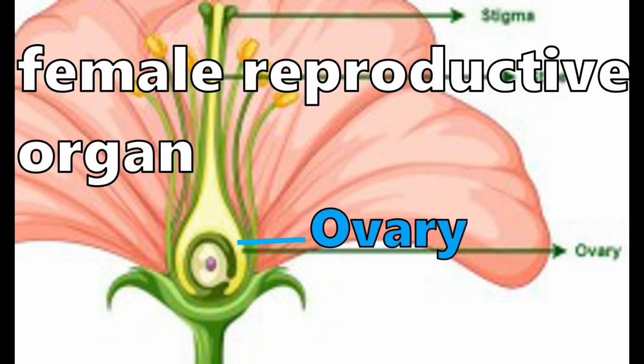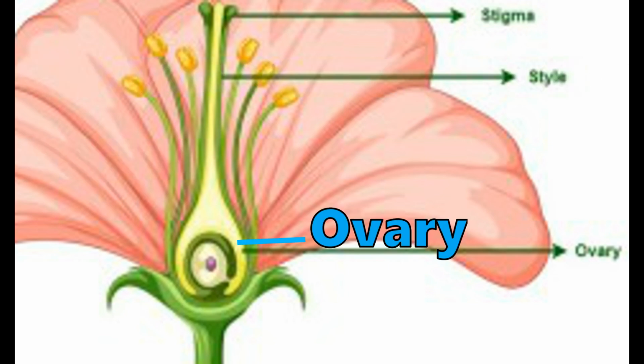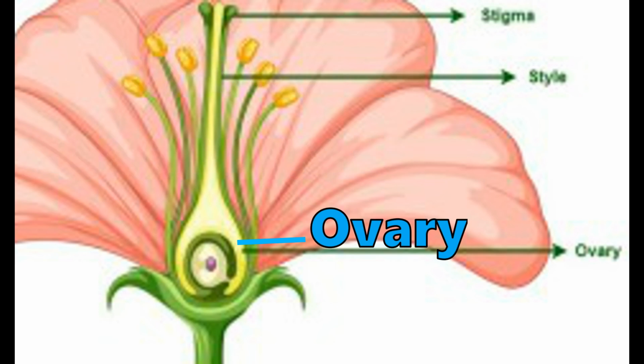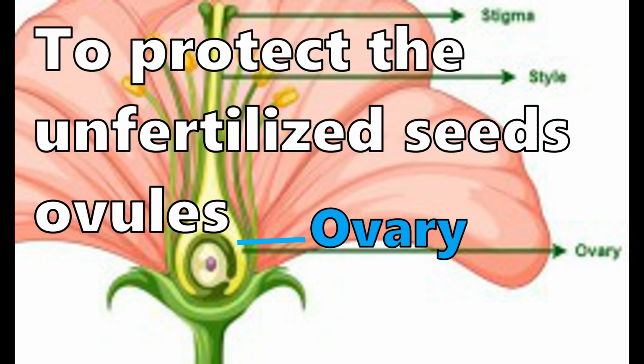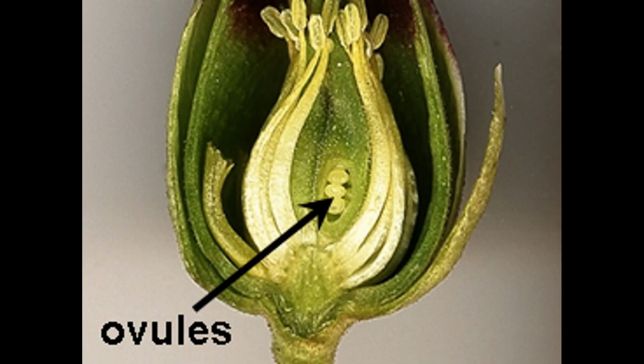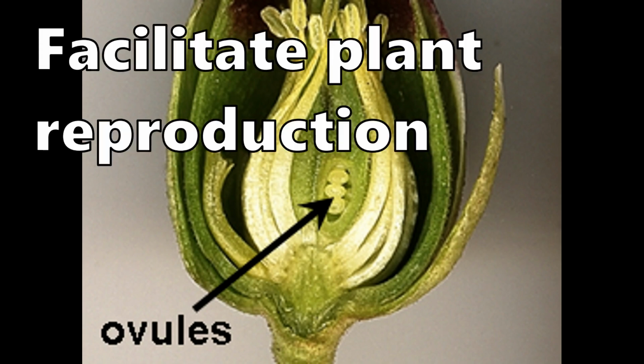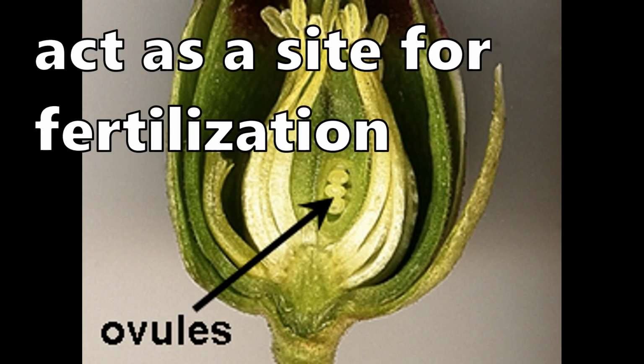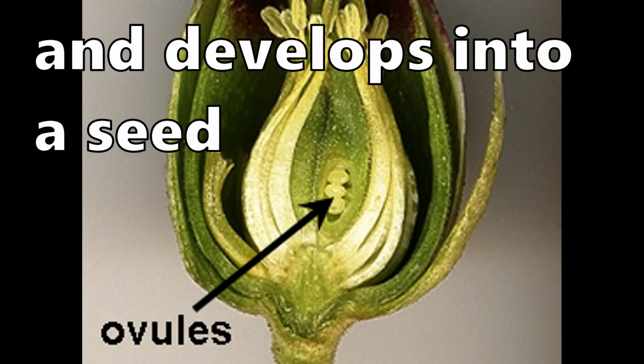The ovary is the female reproductive organ at the base of a flower's pistil. Its primary function is to house and protect the unfertilized seeds, ovule. The primary function of an ovule is to facilitate plant reproduction. It produces the female egg cell, acts as the site for fertilization, and develops into a seed.